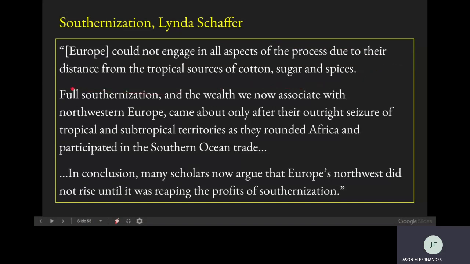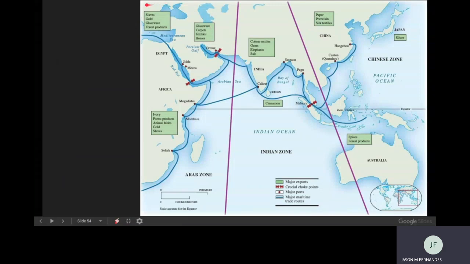Because it's again, Europe needs access to this stuff. They don't have it right now. They're on the periphery, right? You don't even see them on the map, okay? It's not until they're able to round the coast of Southern Africa and get over here that you're going to start to see some disruptions in the system.